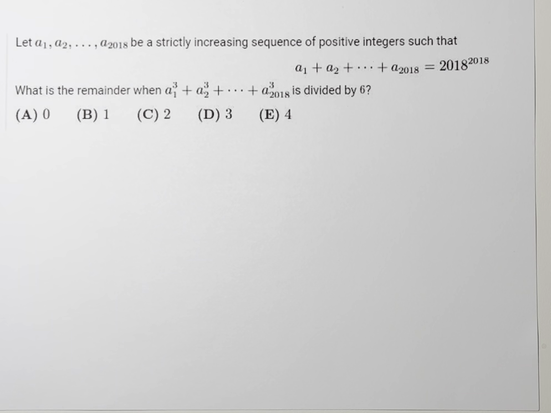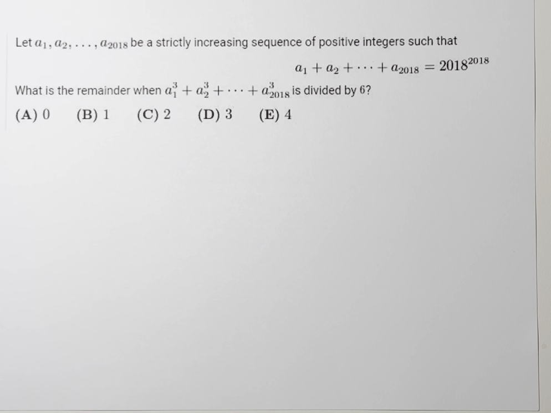In this video, I will be discussing the 2018 AMC 10B question number 16. Let A1, A2, ..., A2018 be a strictly increasing sequence of positive integers such that A1 plus A2 plus ... plus A2018 equals 2018 to the power of 2018. What is the remainder when A1 cubed plus A2 cubed plus ... plus A2018 cubed is divided by 6?